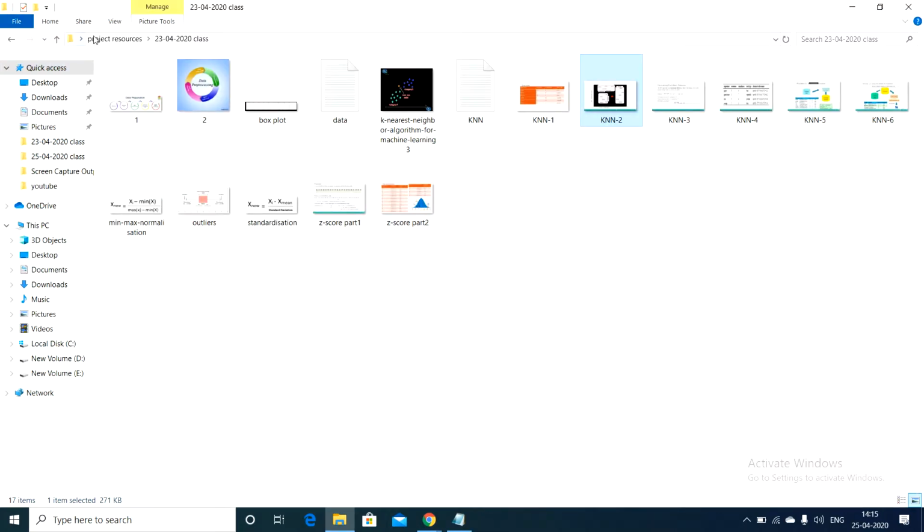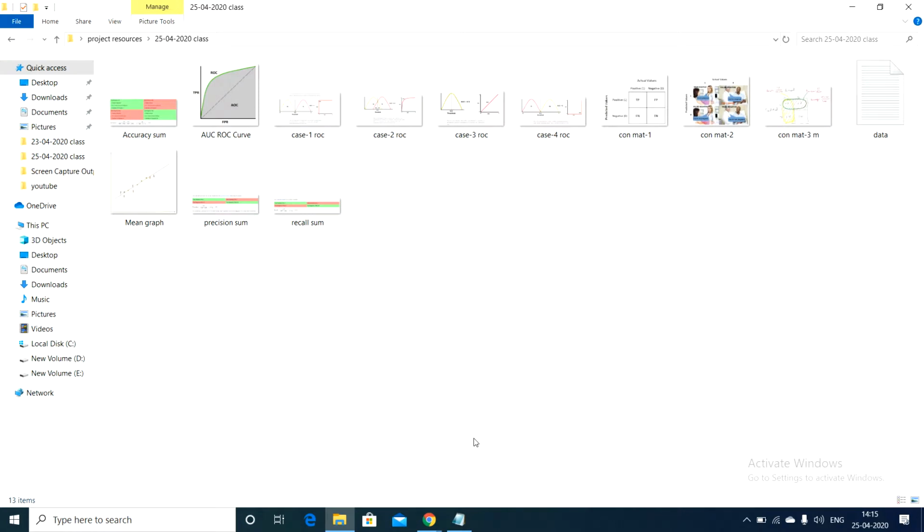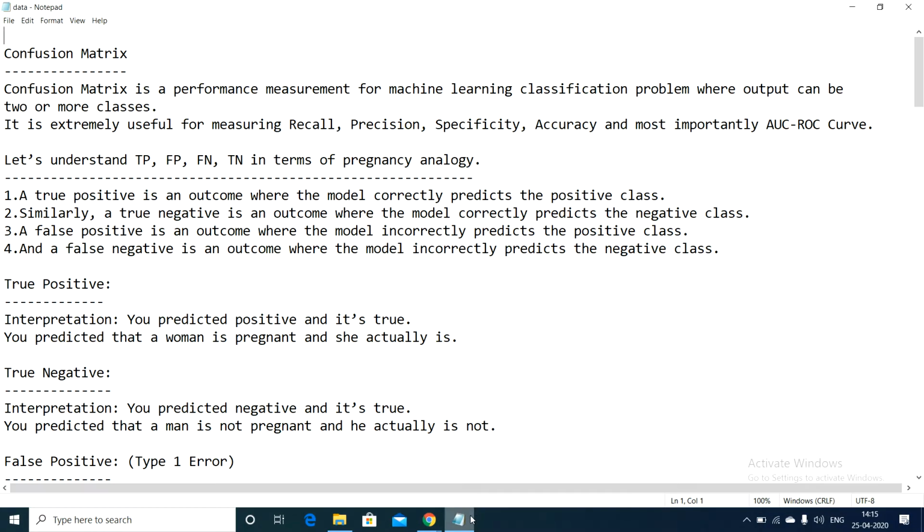To find that, we will be having some parameters. In this session, we will be concentrating on those parameters. Okay na? The first parameter we will be discussing is the confusion matrix. So this confusion matrix is a performance measurement for a machine learning classification problem. Yes or no? So you will be knowing about this confusion matrix. Why is this confusion matrix used? It is used for finding the performance.